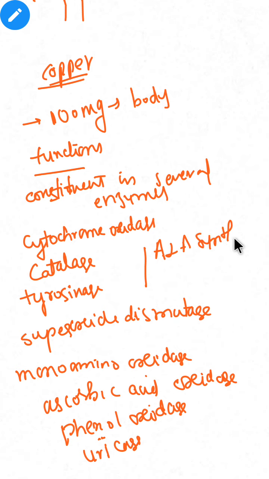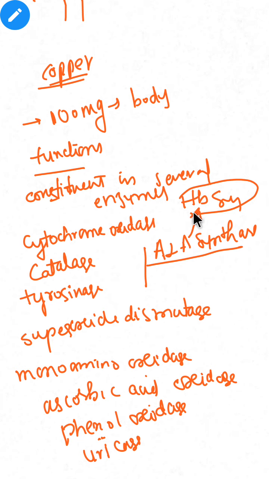This enzyme is involved in heme synthesis. Hence, for hemoglobin synthesis, copper is essential. Alpha amino levulinic acid synthase is involved in synthesis of hemoglobin, as it contains copper. Conversely, copper is essential for hemoglobin synthesis.